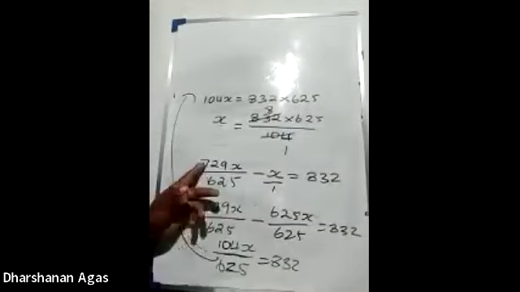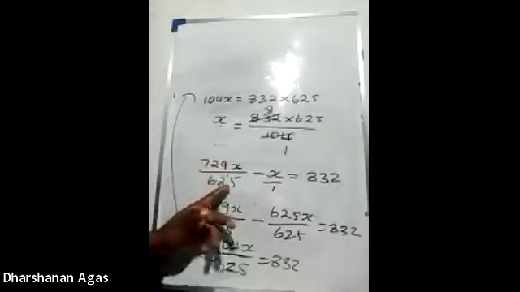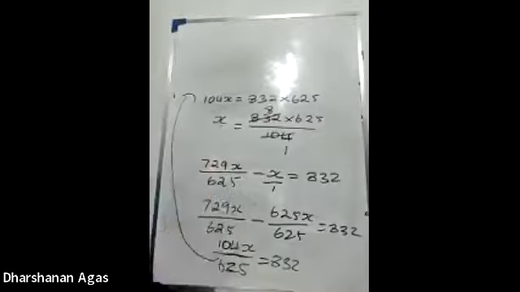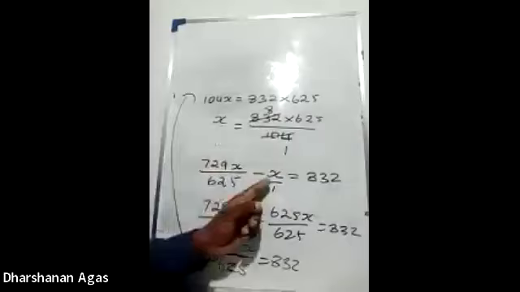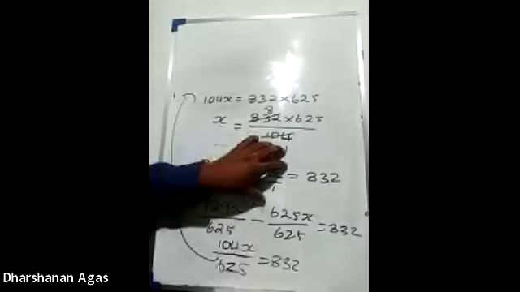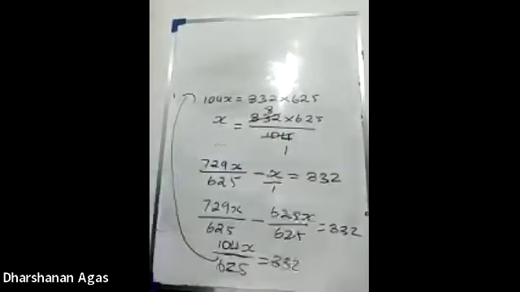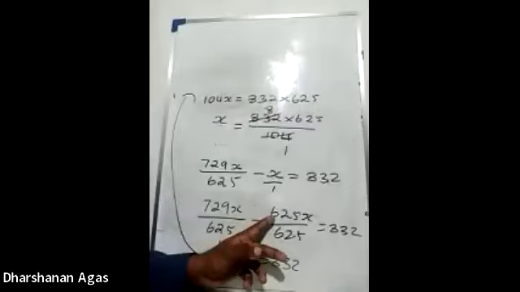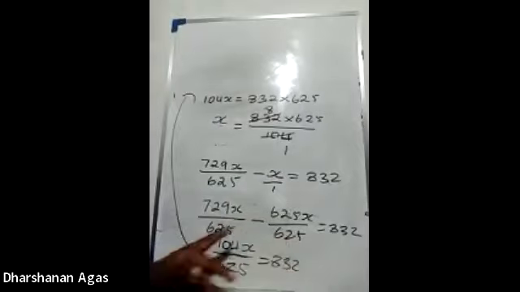See, 729x over 625 is the total amount you have to pay. You got the loan of x rupees. From the total amount you have to reduce your loan, then you will get the interest. Sorry, x is the loan. Then why did I write it like this? 625 over 625, because the denominator is 625.